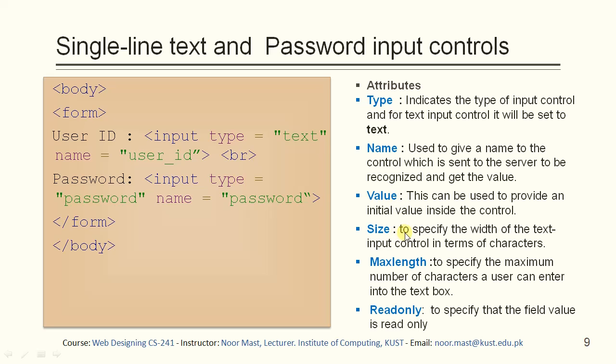Size: this attribute specifies the width of the control in terms of characters. The maxlength property specifies the maximum number of characters a user can type within the box. Read only: it specifies that the field value is read only.